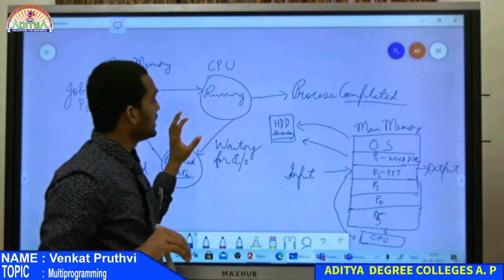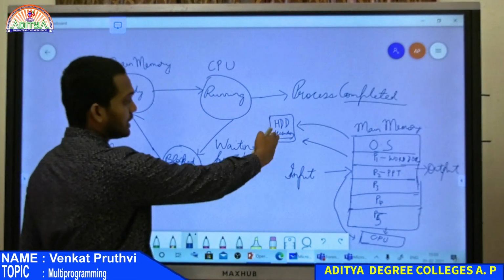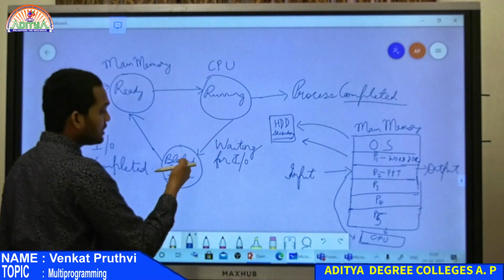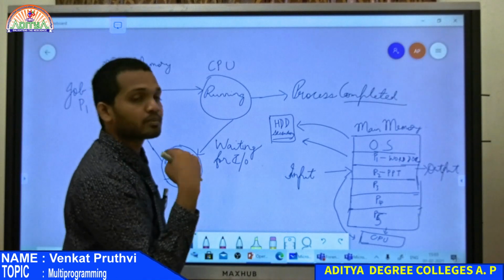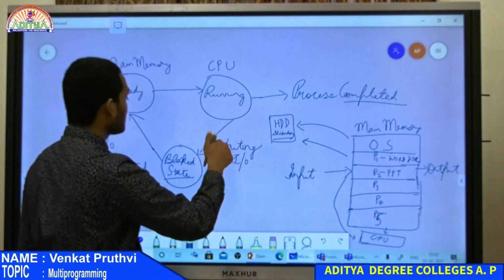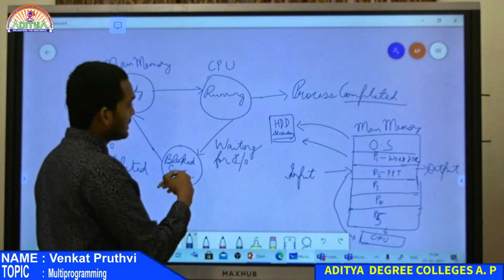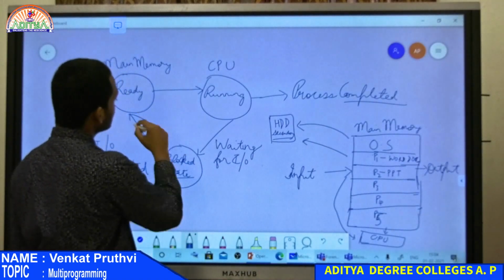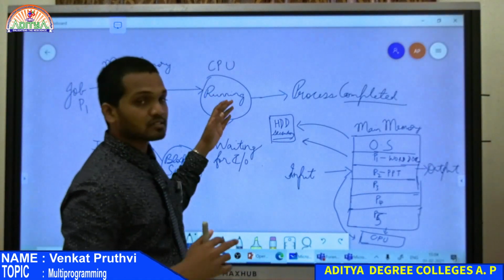When it's running, it wanted access to secondary memory, or this hard disk. Then it went down and checked in the block state, and there is no other process using the secondary memory. So it gets access to its data, whatever it is, collects the data, and goes to the ready state again. It is ready with all the data and ready for processing again.